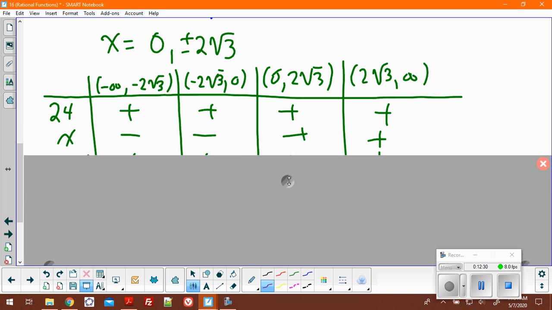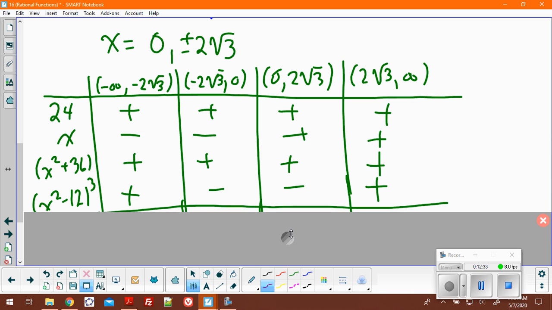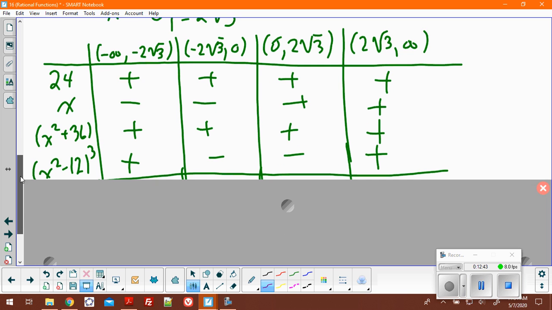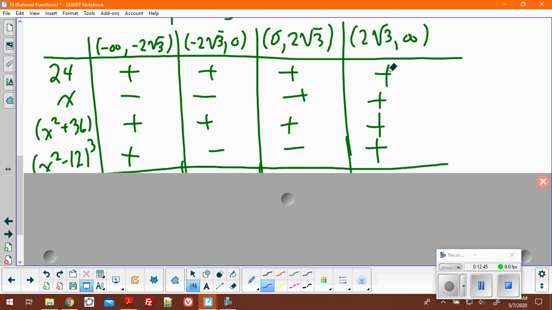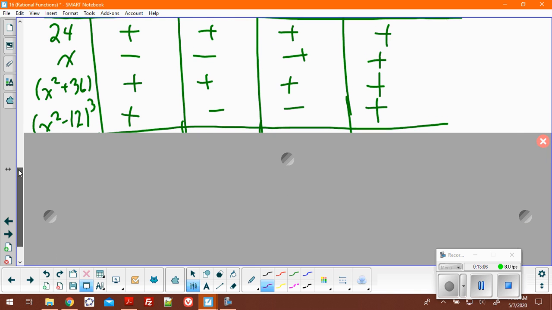Okay, and in terms of my pieces, those are the different pieces that I have. So I have 24, the constant. I have a solitary x. I have x squared plus 36, and I have x squared minus 12, all cubed. So the 24 is always positive. For x, it's negative below 0 and positive above. This term has no roots, right? This part is always positive, and then plus 36 more, so it's going to be positive. And then for the last piece, I did some testing, and it's positive on the outside and negative in between. So what does that tell me?